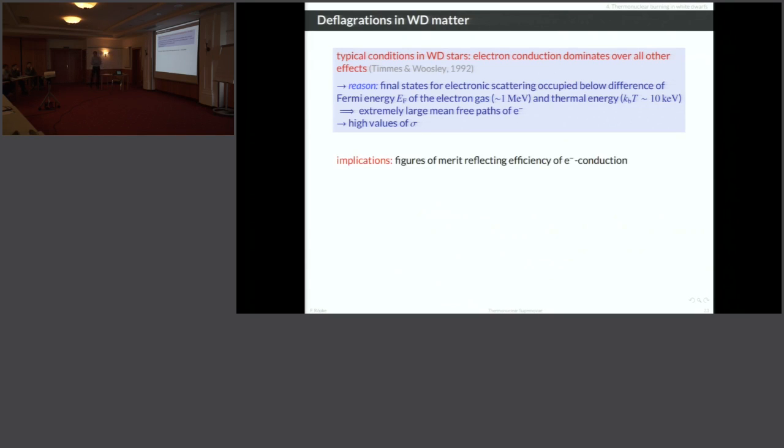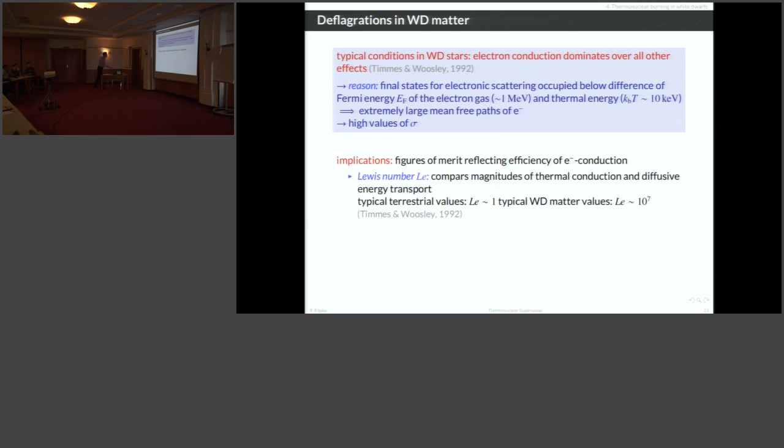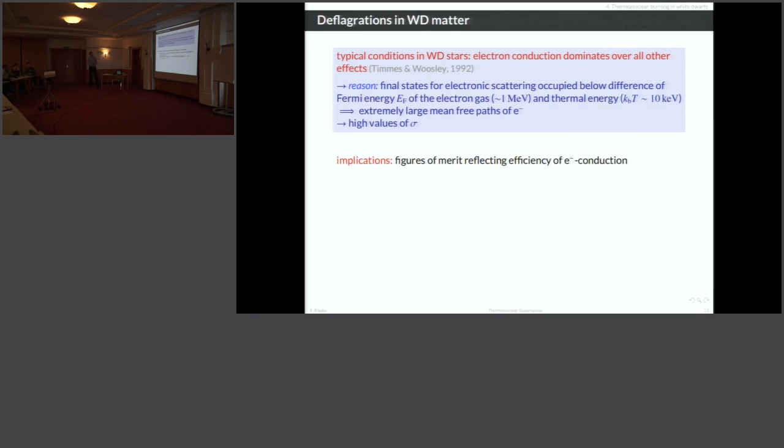This has implications for deflagrations in white dwarf matter that make them distinct from the deflagrations we have in terrestrial combustion. We talk for quite a while with engineers, and they always think about terrestrial combustion, but the conditions there are very different. The way they talk about the characteristics of such transport processes and combustion processes is in terms of figures of merit that would then reflect, in our case, the efficiency of the electron conduction.